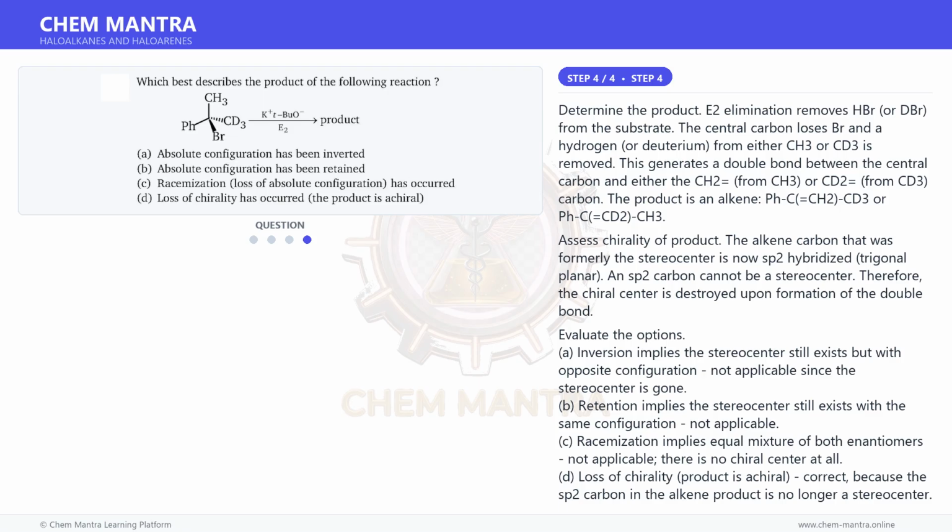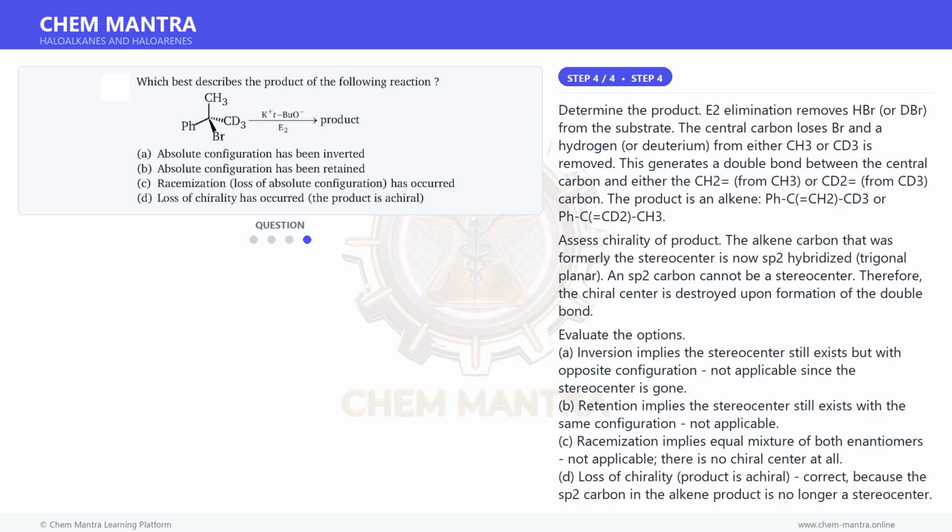Assess chirality of product. The alkene carbon that was formerly the stereocenter is now sp2 hybridized, trigonal planar. An sp2 carbon cannot be a stereocenter. Therefore, the chiral center is destroyed upon formation of the double bond.